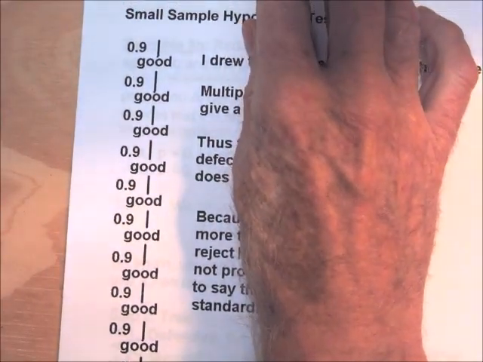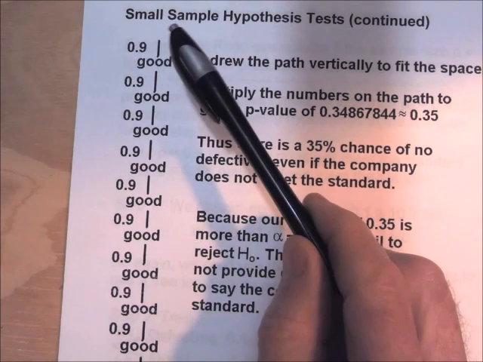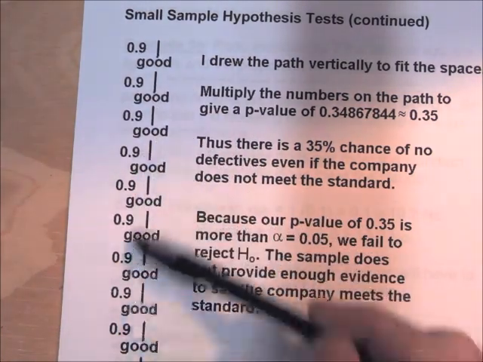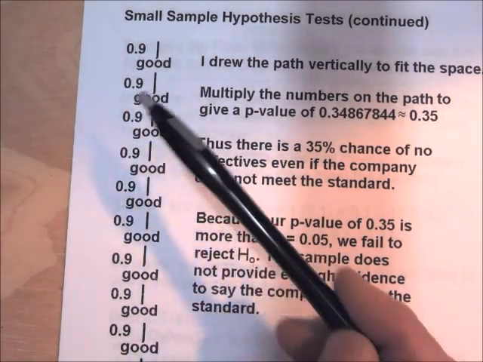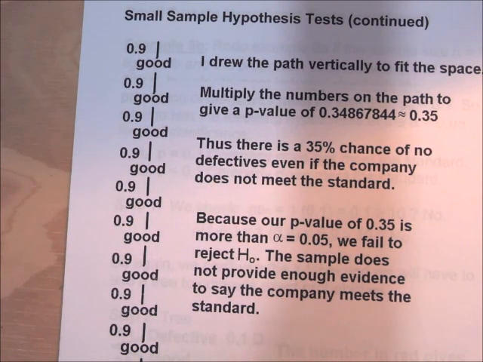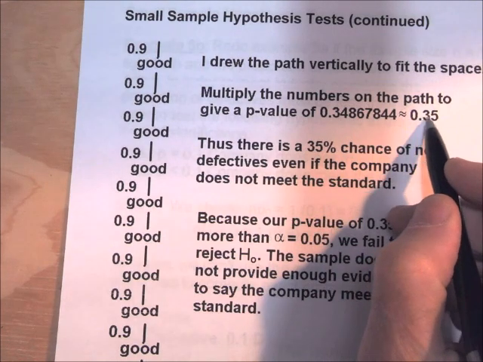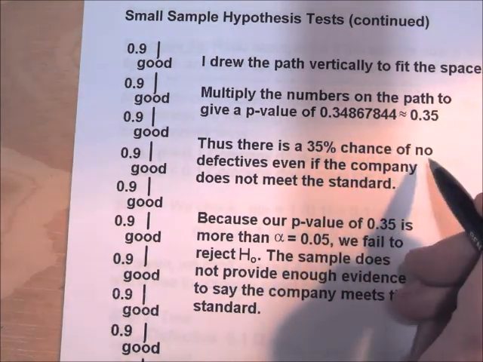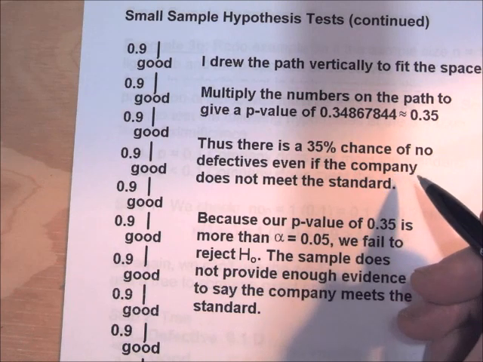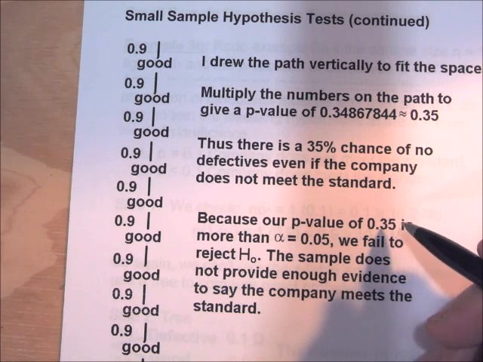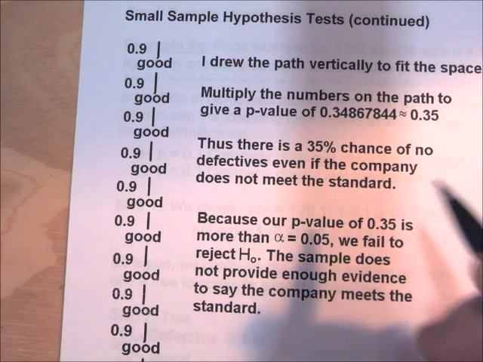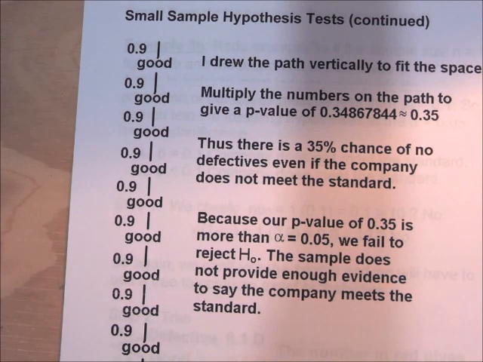So we can just make the 1 path. I did this vertically to make it fit on the paper. But we had all 10 light bulbs are good. So you want to multiply along this path here, 0.9, times 0.9, times 0.9, etc. And we get a p-value of 0.3486 something, which rounds to 0.35. So there's a 35% chance of no defectives, even if the company does not meet the standard. So this p-value 0.35 is more than alpha, which is 0.05. That means we failed to reject H0. The sample does not provide enough evidence to say the company meets the standard.